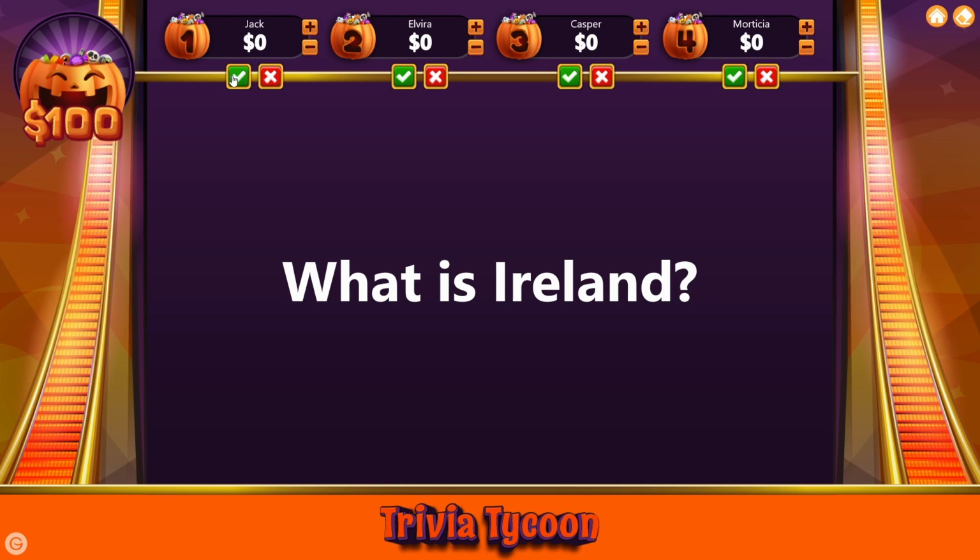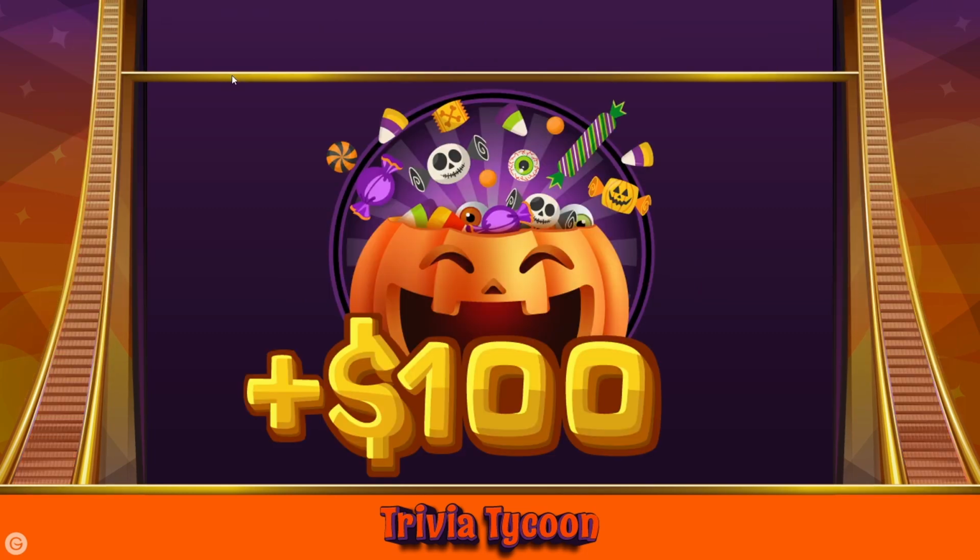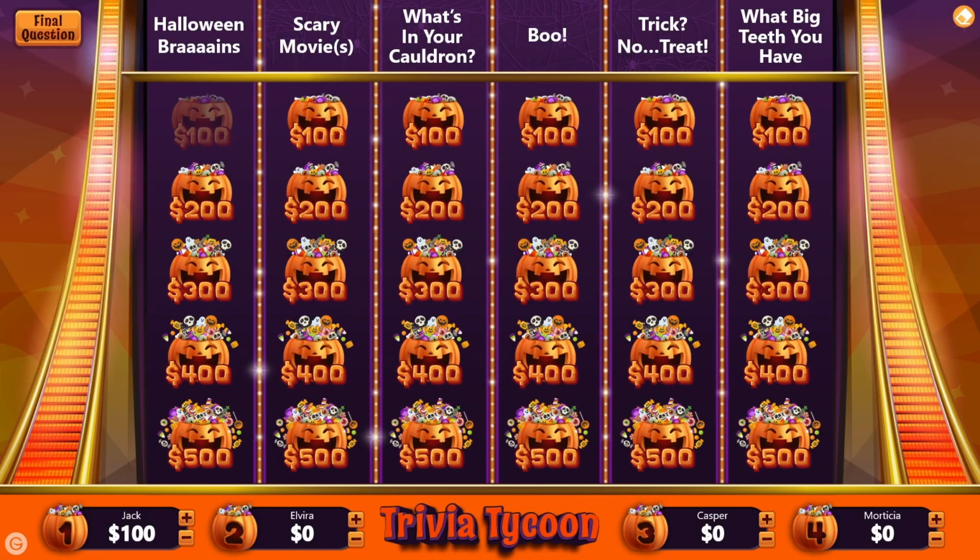If they guess the right answer, the question value will be added to their score and it will automatically bring you back to the main board and they can choose another question. If they guess wrong, the question value will be subtracted from their score and it's the next player's turn.